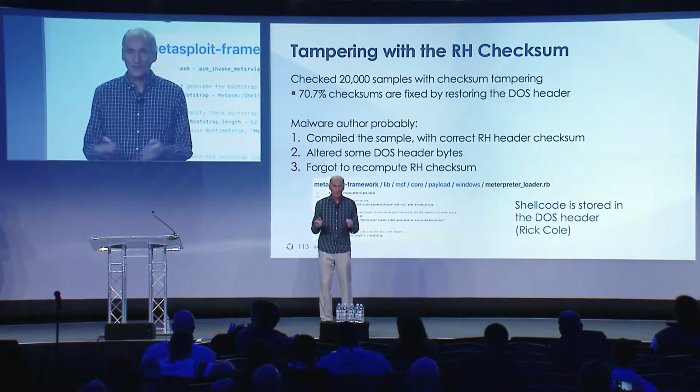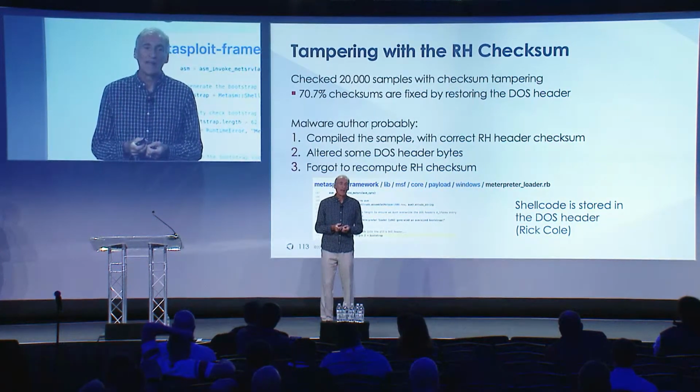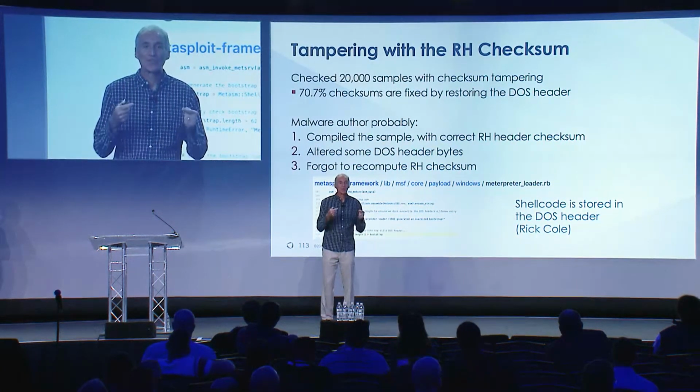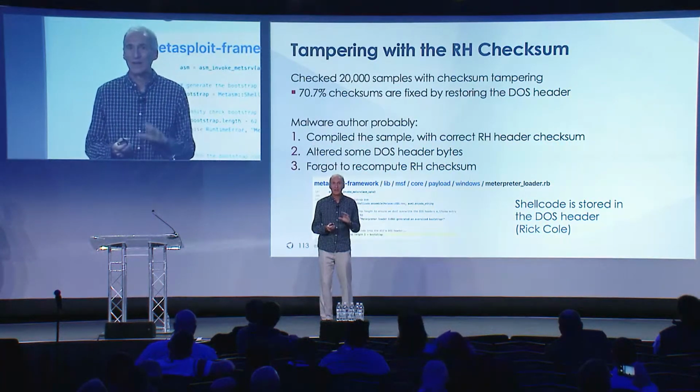So to get a better handle on this, I took 20,000 specific samples that had that tampering, where the checksum didn't match up, and discovered that for 70% of them, I could get the right checksum if I restored the normal DOS header. That normal DOS header is something you see most of the time. I don't have an exact count on that yet, but I'm working on getting that through our 5.7 million samples. So you can fix that with a DOS header. That means they've messed with the header.